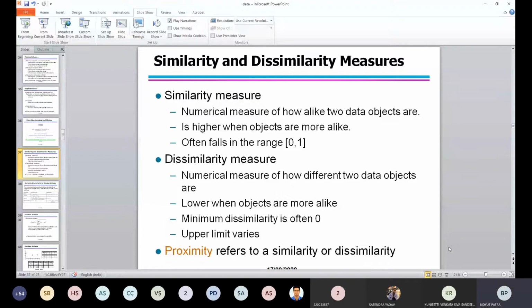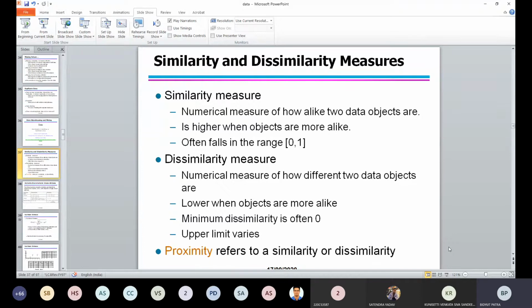When we compare, there should be a comparison between a pair of objects. It does not make any sense comparing one object with itself. Generally, similarity values fall in the range 0 to 1, including 0 and 1. The opposite is the dissimilarity measure, which says how different the two objects are. If the value is lower, it indicates that they are more alike. The minimum value of the dissimilarity measure is often 0, but there is no upper limit.